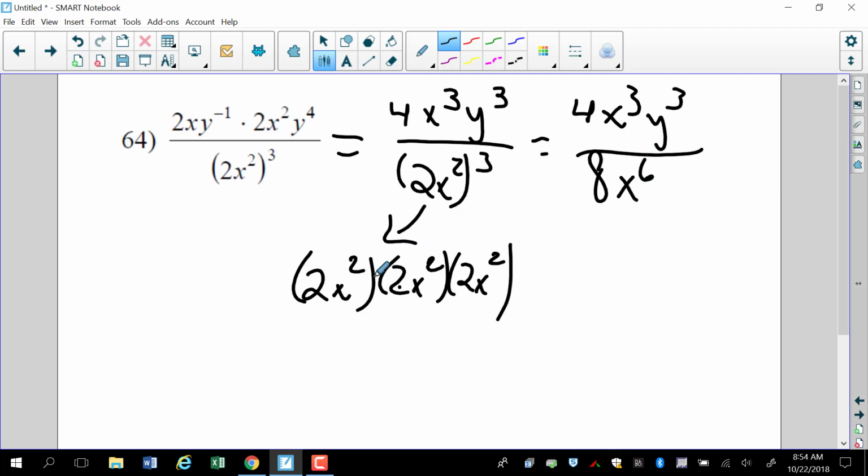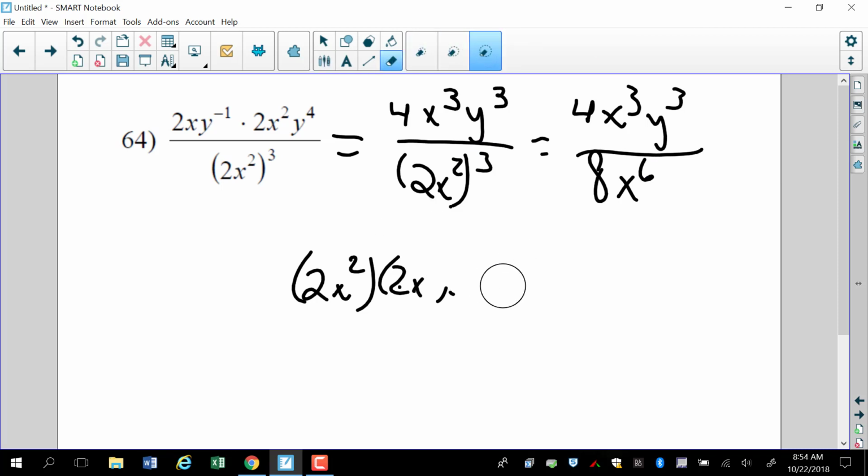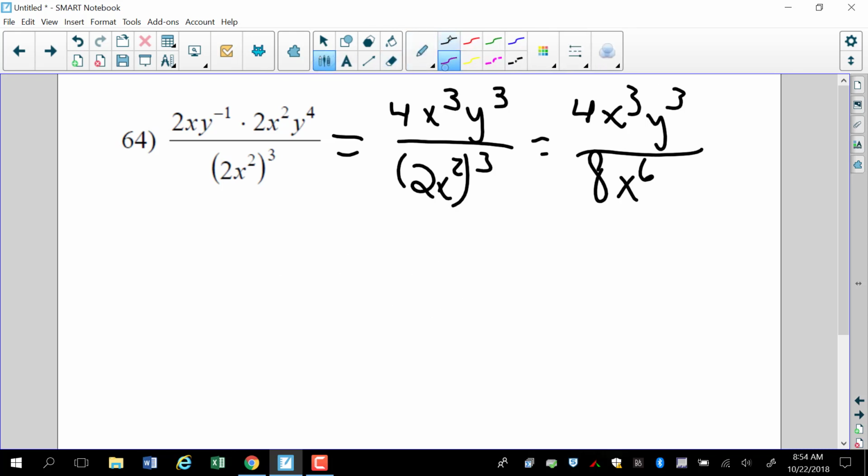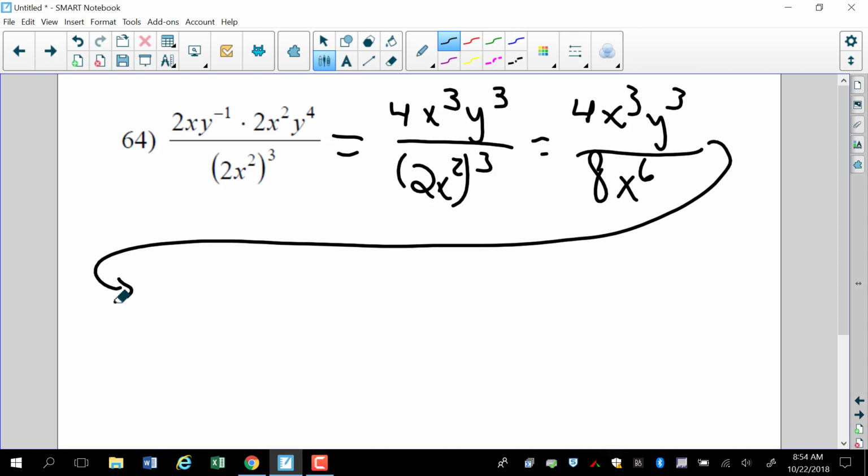Now again, you could skip this step if you just know 2 to the 3rd power is 8, and x to the 2nd power cubed is multiply, so it gives you x to the 6th. So let me erase this real quick, so I have room to fill out the rest of this. I'm going to take this over to here, and let me just rewrite it so you can see what I'm doing.